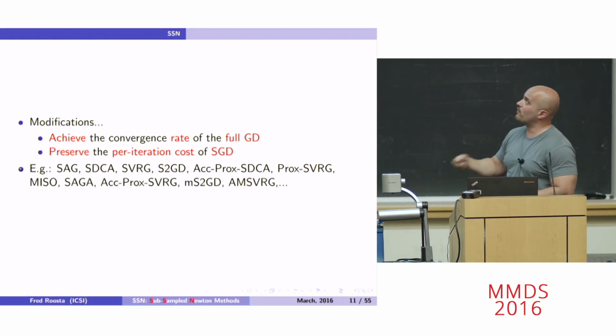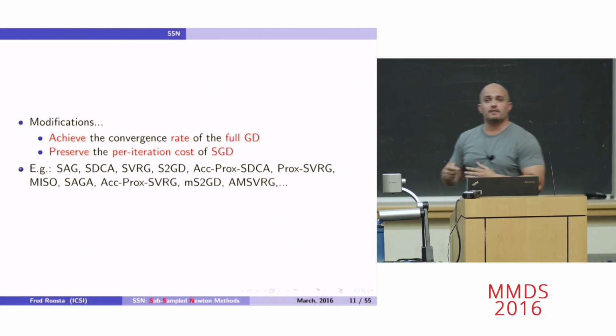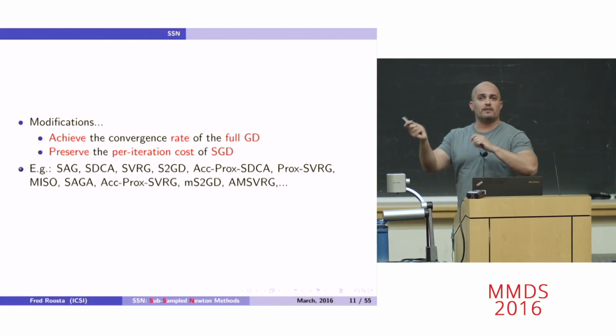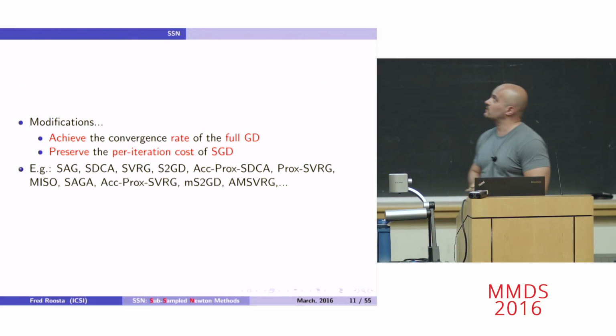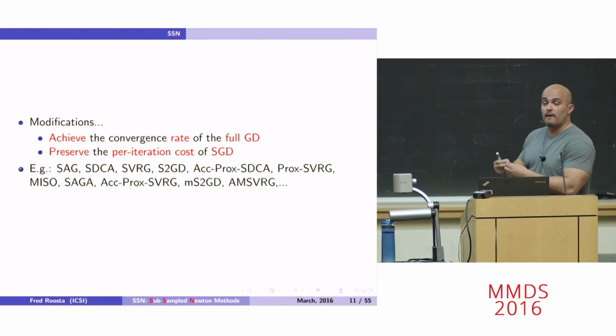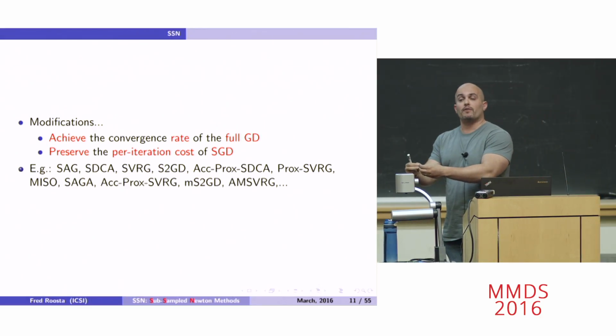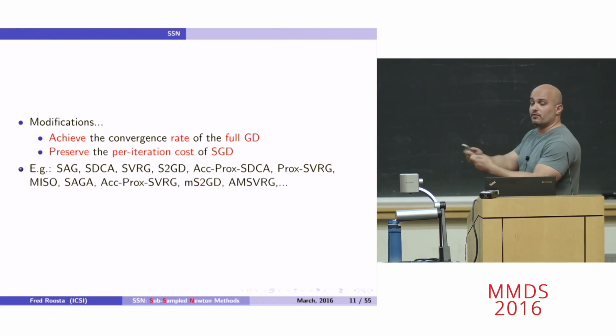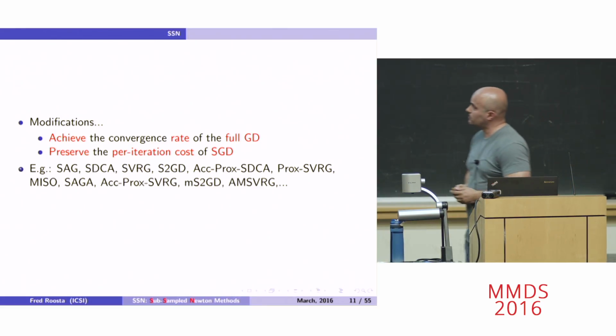Every year you look at NIPS and ICML, there are a few new methods coming out, a little bit of variants of each other or some major differences. But regardless, there is a lot of interest and a lot of effort in designing first order methods that kind of mimic gradient descent and SGD, cheap and fast.